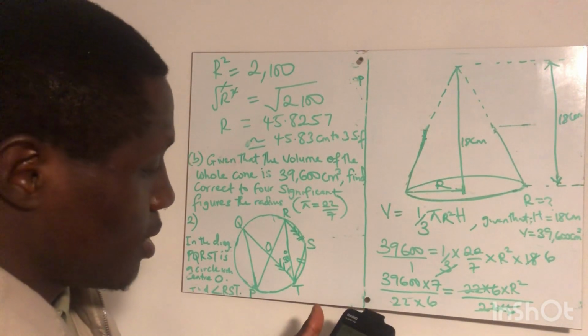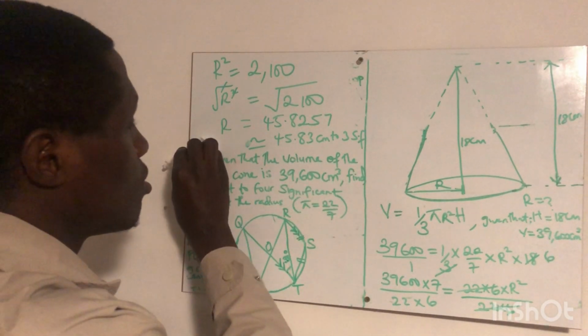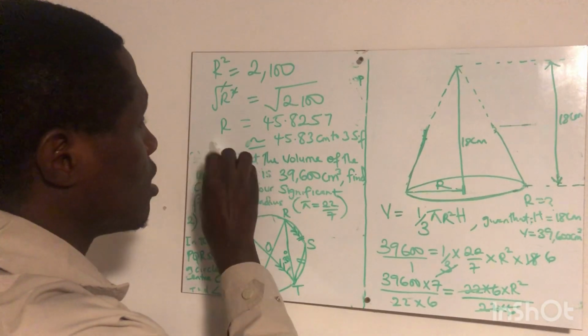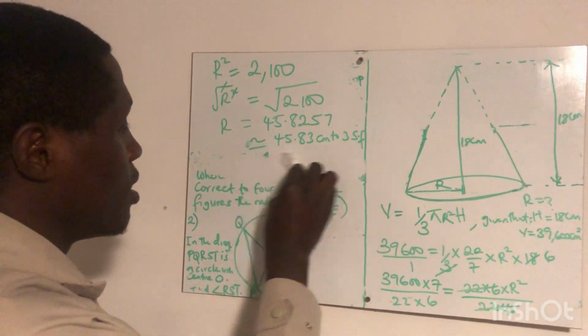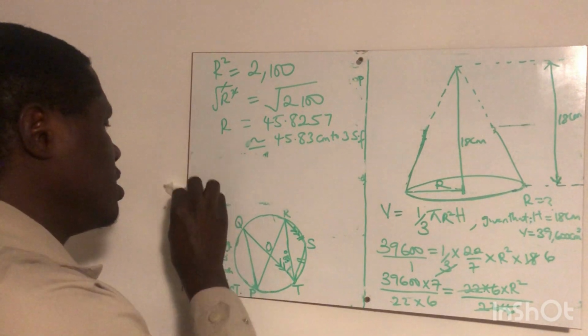So having pressed the calculator and gotten this, we are able to come to the conclusion of what? Of 45.8 centimeter for the radius of the bigger cone. So that's it about that.